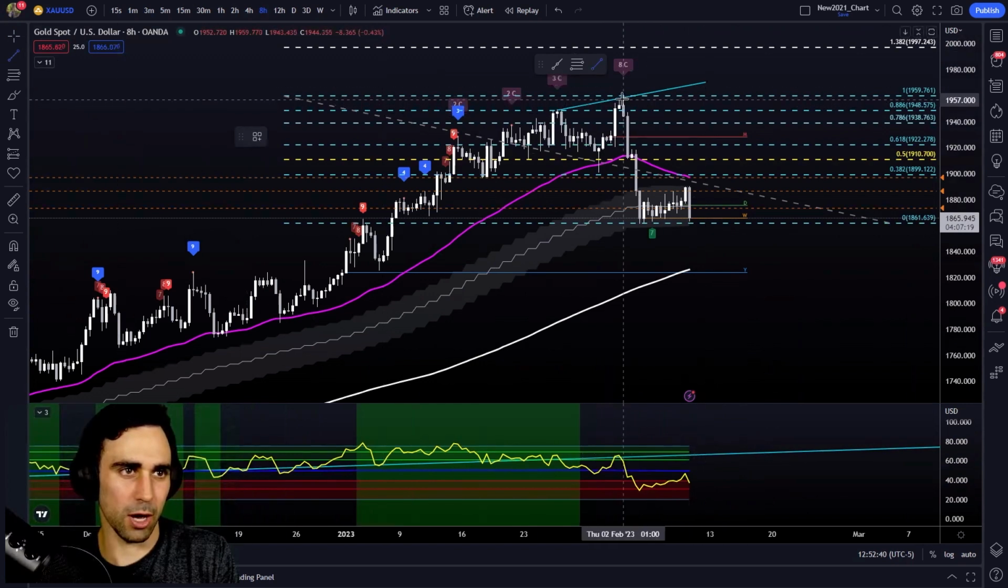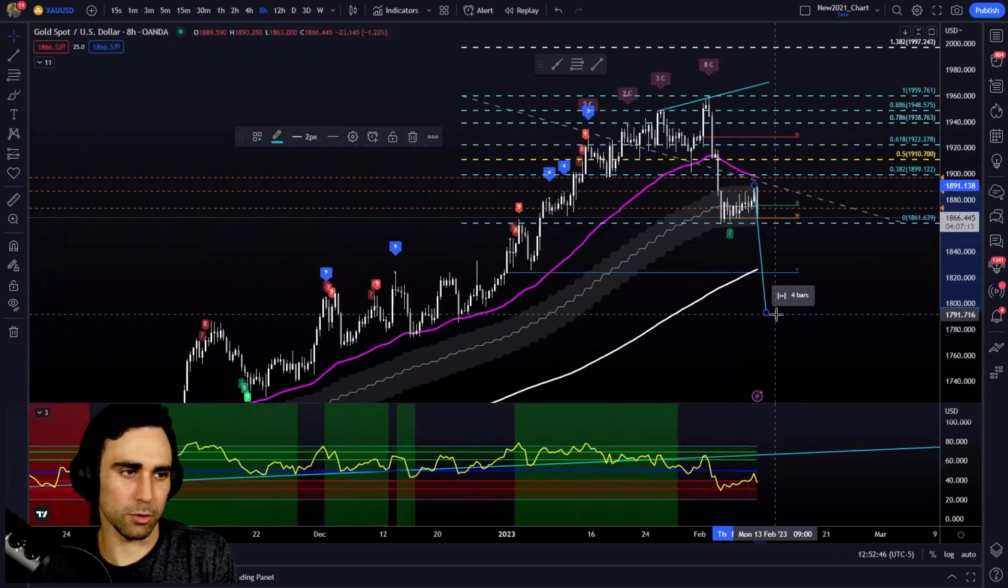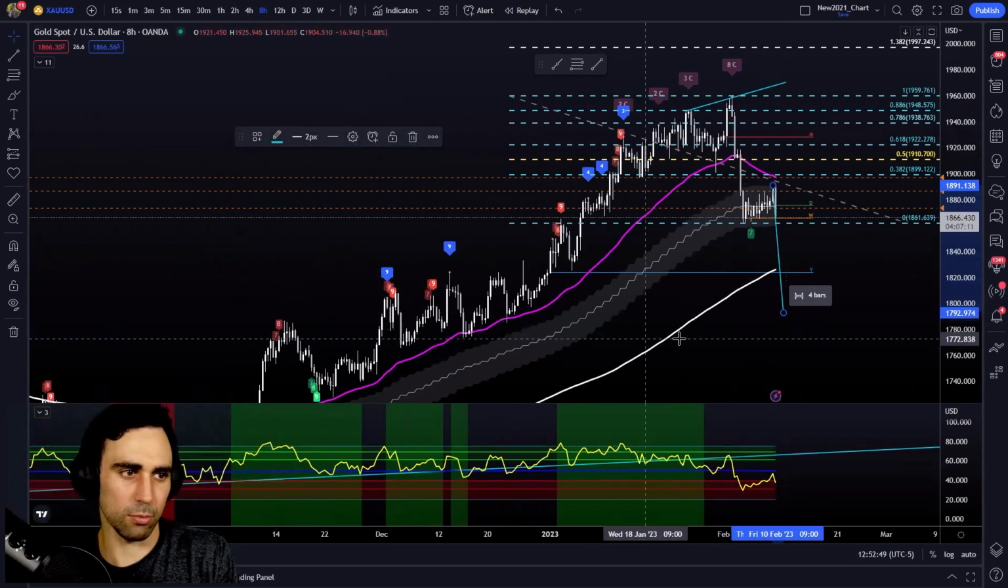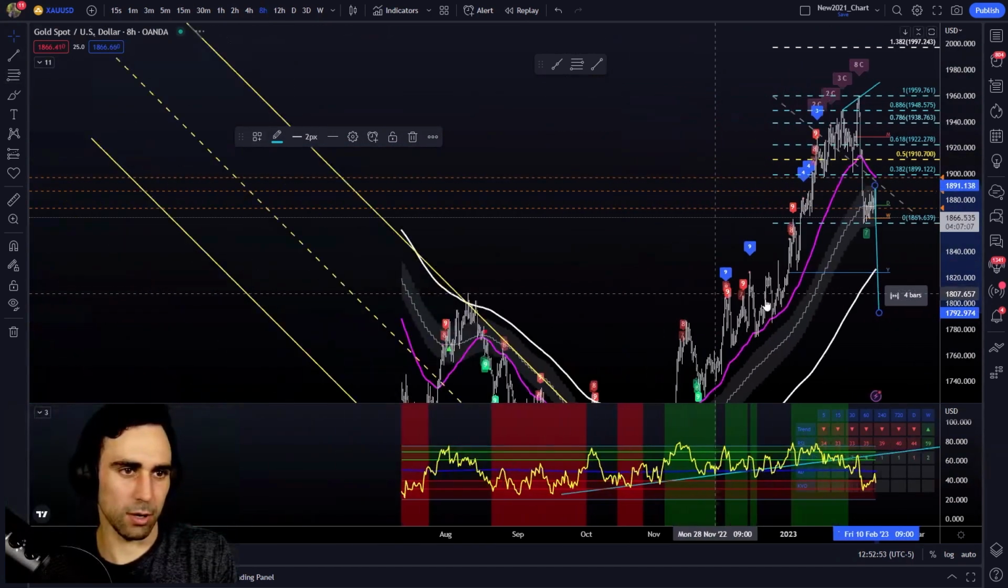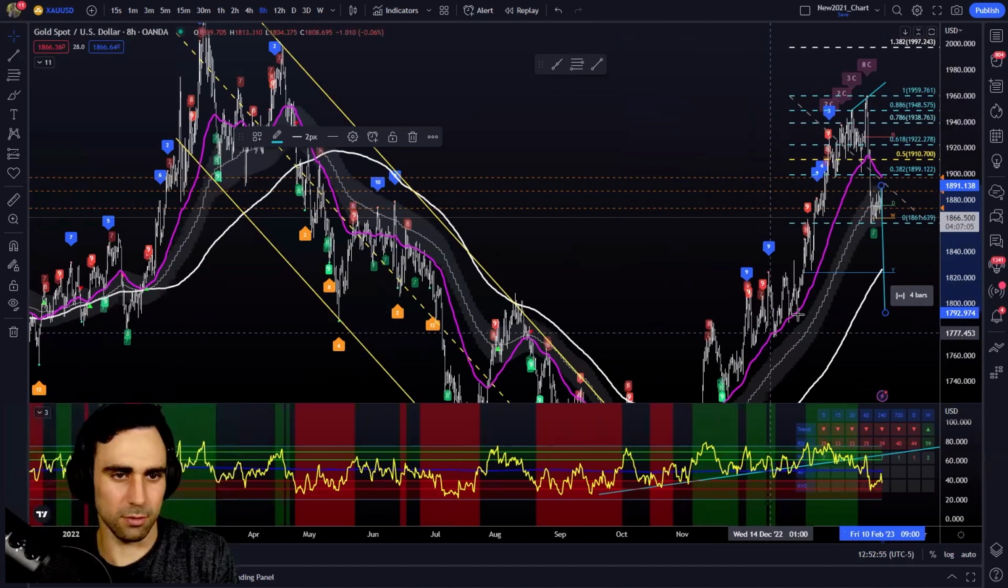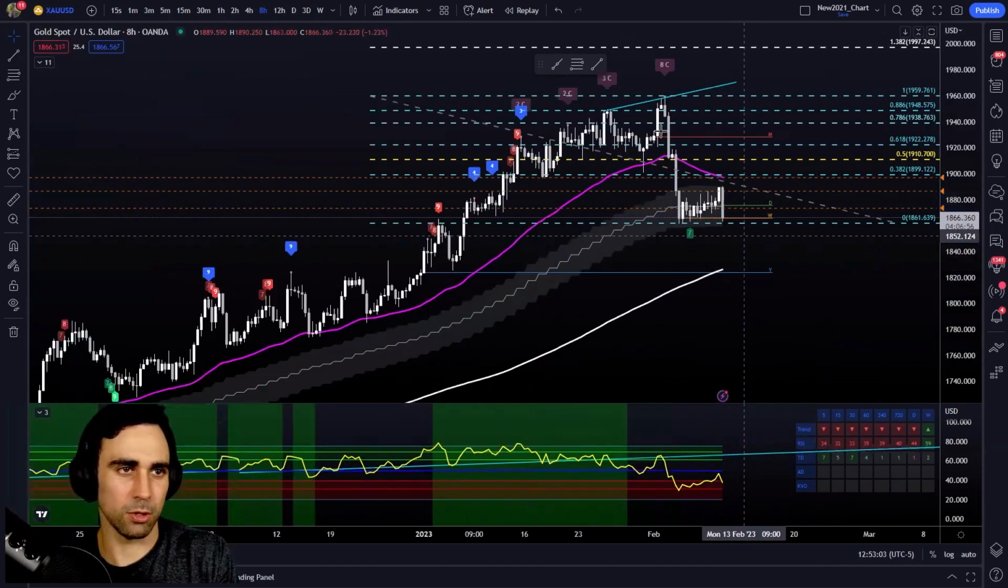If the dollar can push higher, then gold will surely dump, so that you get your move like this and get a push all the way down to below 1800. Probably take out these big liquidity levels down here, right? We'll probably take out this area, maybe even go down to 1760 right below here. I don't see why that couldn't be possible.